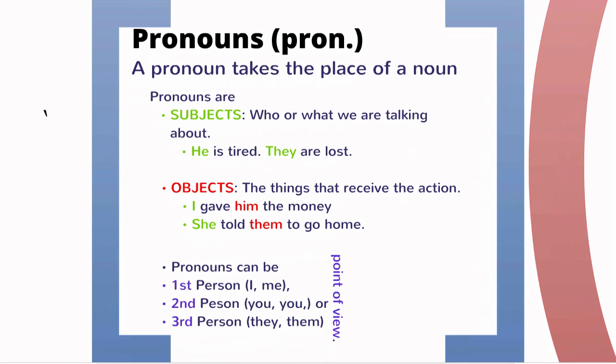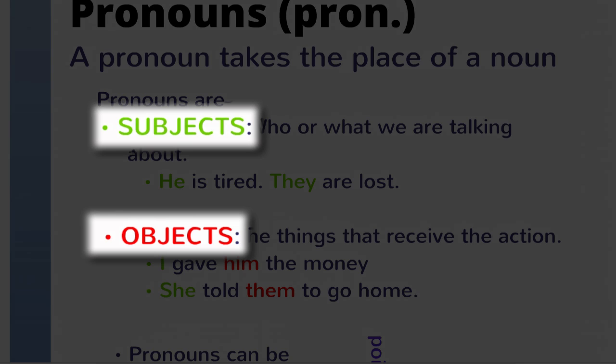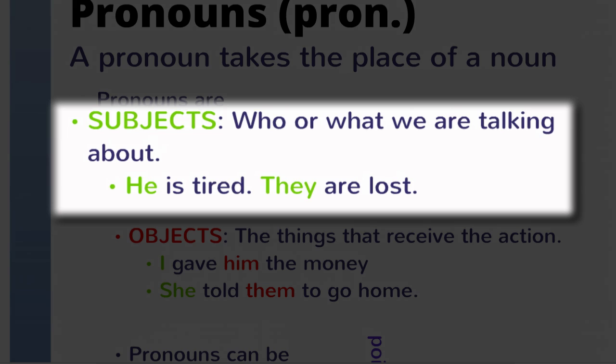Let's take a closer look at the second part of speech that we discussed: pronouns. So pronouns are divided into 2 major types: subjects and objects. Subject pronouns describe who or what we are talking about. So because a pronoun takes the place of a noun, instead of saying Tom is tired, I could replace the name Tom with he is tired. Or instead of saying Tom and Jerry are tired, I could replace both of those proper names with they are lost or they are tired.